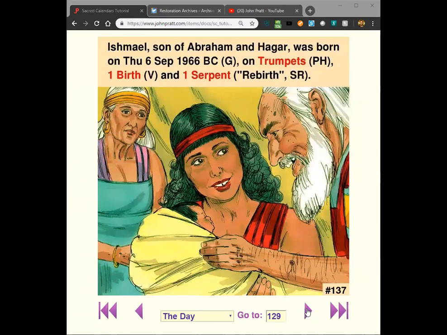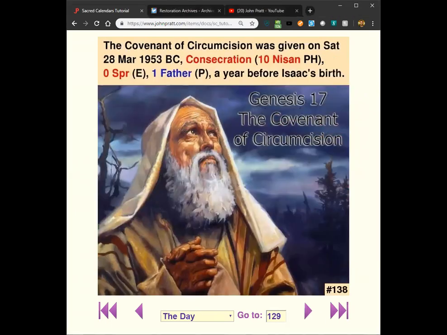The covenant of circumcision. Maybe we're still going to do Isaac's, but I know we did Isaac's day. But anyway, the covenant of circumcision was given a year before Isaac's birth on the Hebrew calendar. It's Saturday, the 28th of March, 1953 BC, on the day consecration, to be made holy, on 10 Nisan. Isaac will be born a year later on consecration, 10 Nisan, in 1952. That day was also the spring equinox, zero spring on the Enoch calendar.